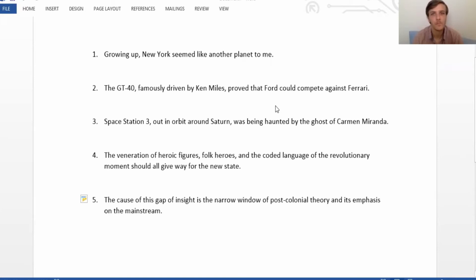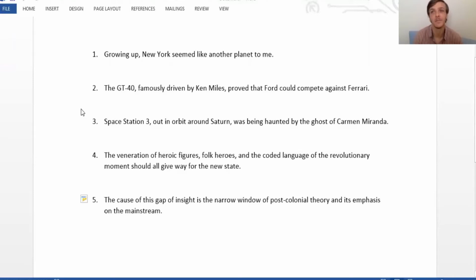So number 1, growing up, New York seemed like another planet to me. What do you think, Peter? So I have an issue with the growing up, right? It's a bit awkward, who's growing up? But beyond that, if I were a Comp 2 student, I would look at this sentence and I would wonder whether New York was the subject or whether me was the subject. But you have an excellent explanation for which is which here.